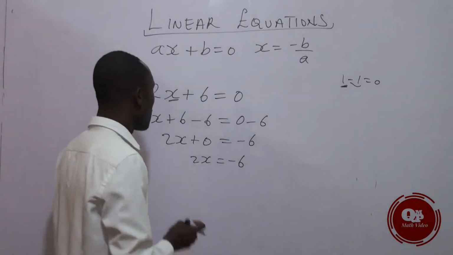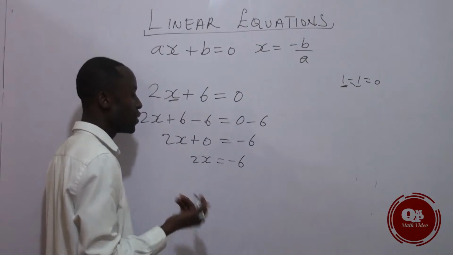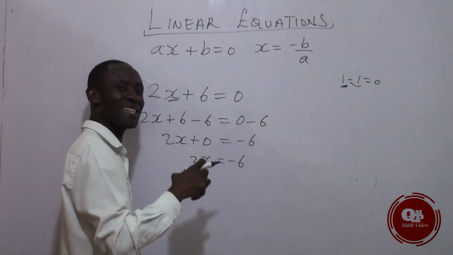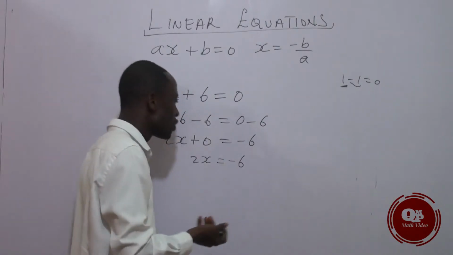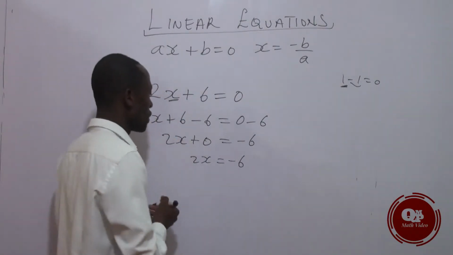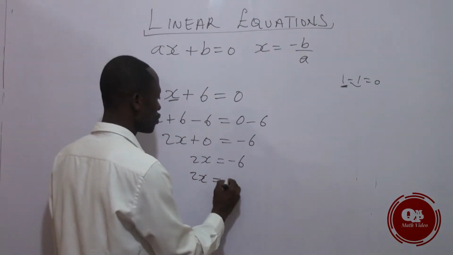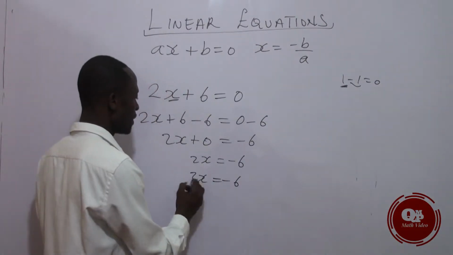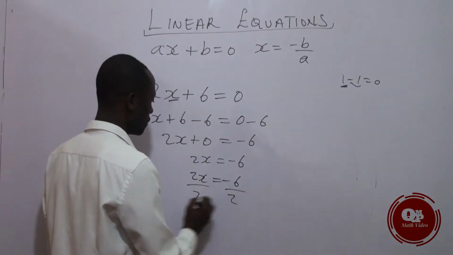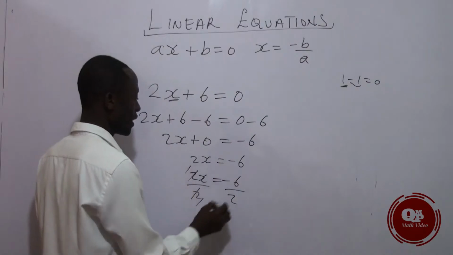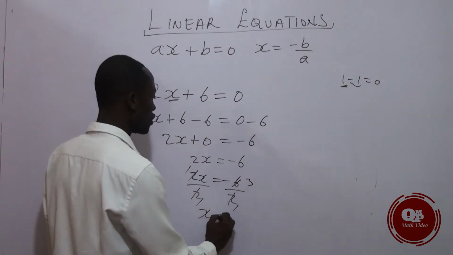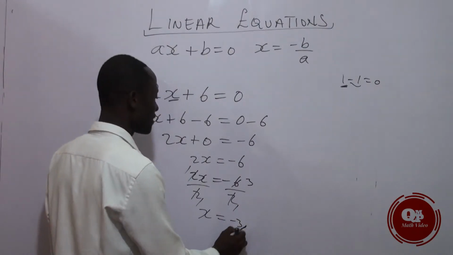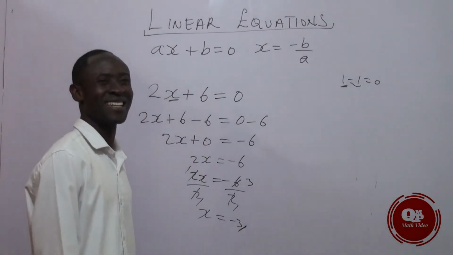Fine. We are after x, so we divide through by what is attached to x. And what do we have attached to x? We have 2 attached to x, so we divide through by 2. Now you have 2x is equal to negative 6, and we divide through by 2. 2 goes into itself 1, and into 6 3 times. So we have x is equal to negative 3. Yes, we have got our solution.